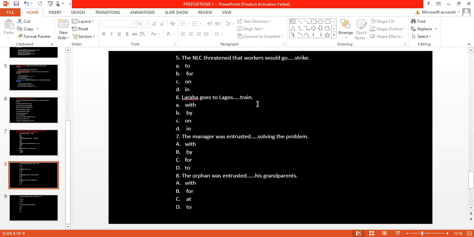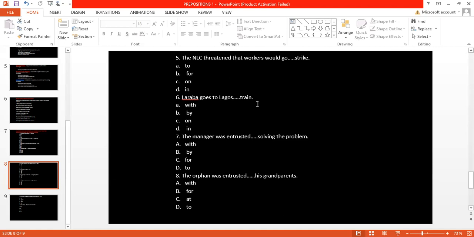The manager was entrusted dash solving the problem. Okay, the manager was entrusted with solving the problem. The manager was entrusted by solving the problem. The manager was entrusted for solving the problem. The manager was entrusted to solving the problem. The right preposition is with. The manager was entrusted with solving the problem.